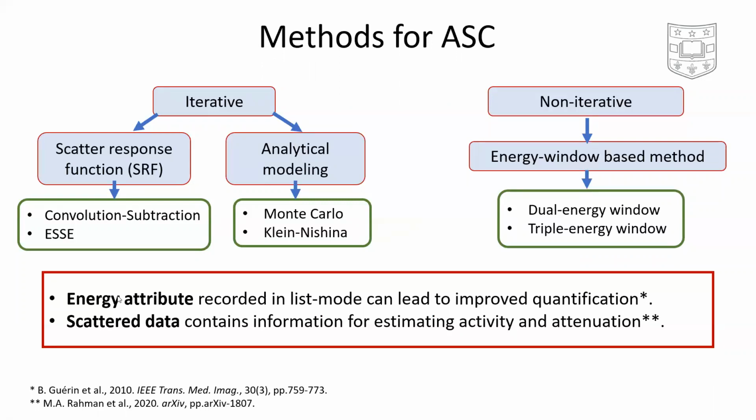Prior work in PET showed improved accuracy when using energy information and list mode data. In our previous study, we showed that scattered photons outside the photopeak window contain information for estimating attenuation and activity distribution.